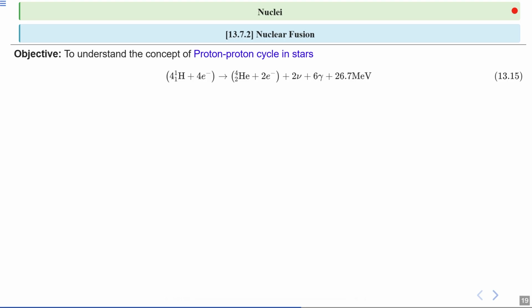Let's look at the overall reaction for the proton-proton cycle. 4 hydrogen nuclei, which are protons, and 4 electrons combine to form one helium-4 nucleus, 2 positrons, 2 neutrinos, and 6 gamma photons, and about 26.7 million electron volt of energy.